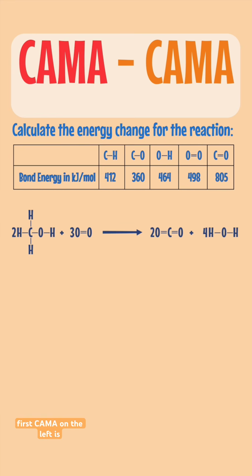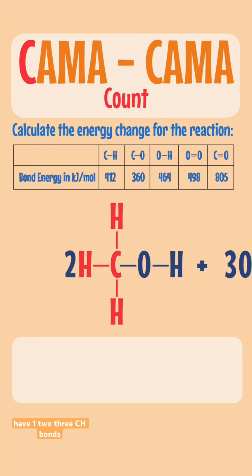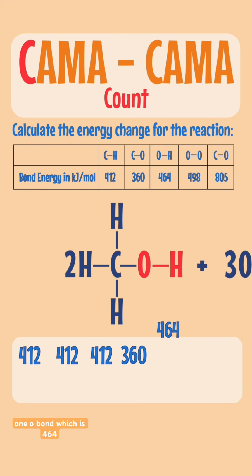The first CAMA on the left is for the left-hand side of the equation, and the second CAMA is for the right. The C is for count. For each reactant present, you count up all the bonds you have. So here we have 1, 2, 3 CH bonds, which are all 412 each, 1 CO bond, which is 360, and 1 OH bond, which is 464.